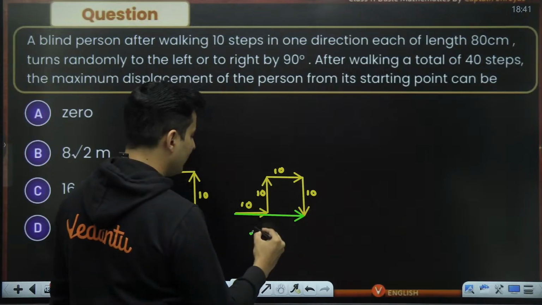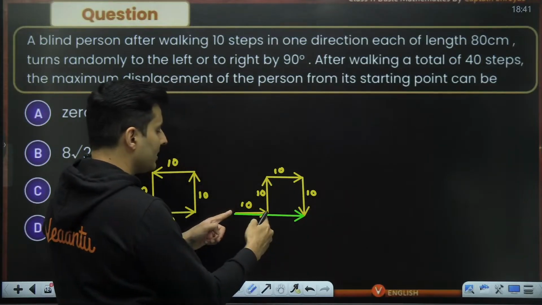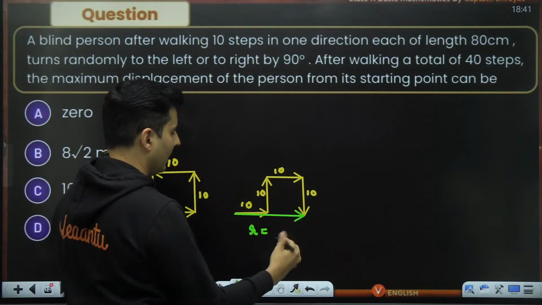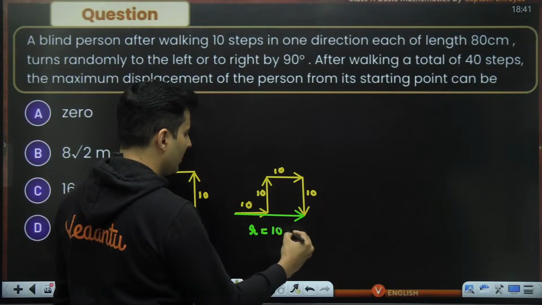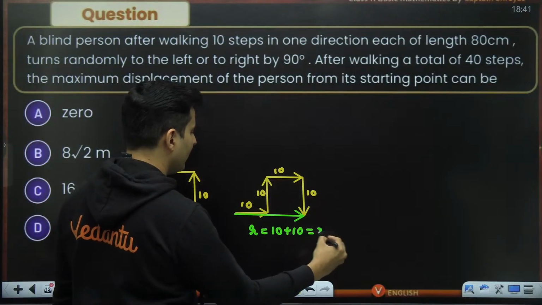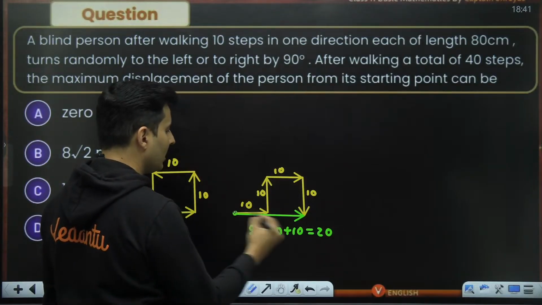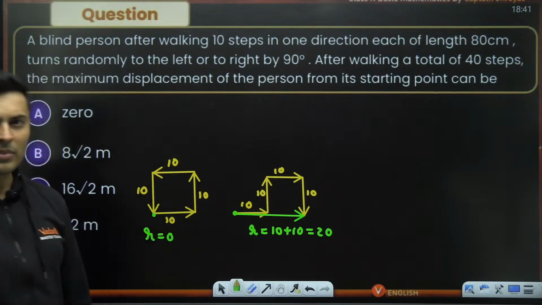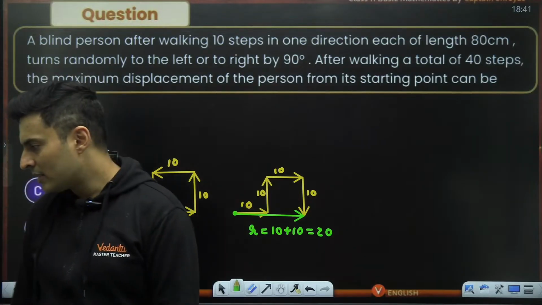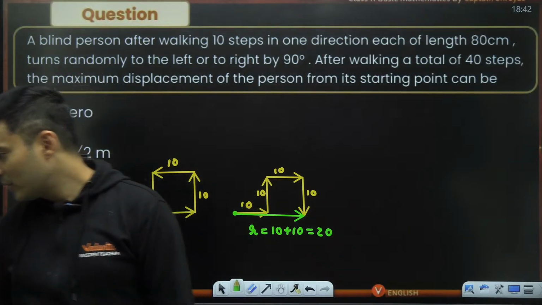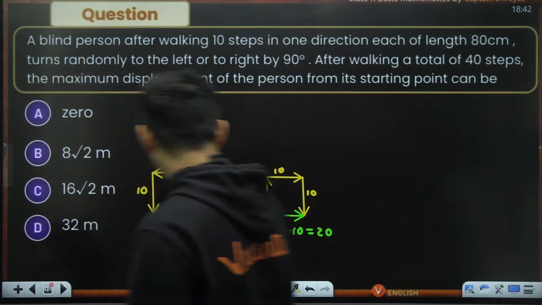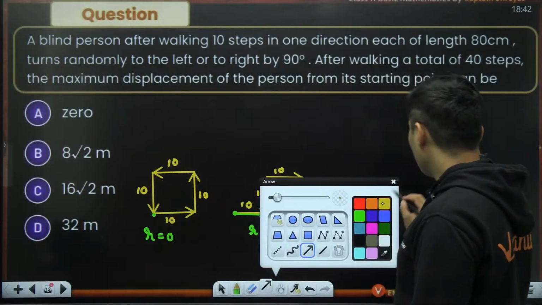How much will this resultant be? I think this is 10 units. This is also exactly 10 units. So 10 plus 10, which is basically 20 units from the starting place to the final location. Is that right, everyone? As you can see? Okay, great.